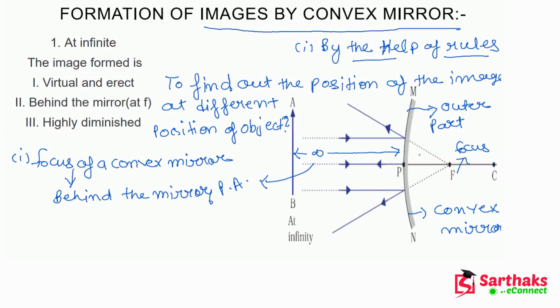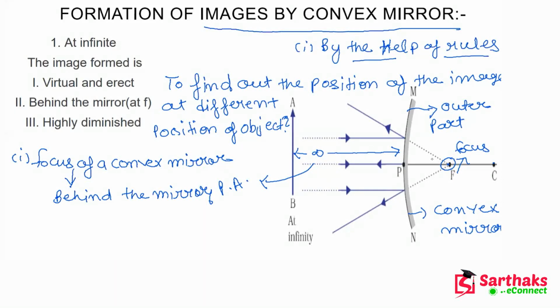Now, what is the position of the image? This ray is appearing to be coming from this point F, and this ray will also be appearing to be coming from this point F. They will be appearing to be meeting or crossing each other at this point F. And what I had told you is that where the rays meet, our image is formed. So here, in this case, the image is formed at this point F.